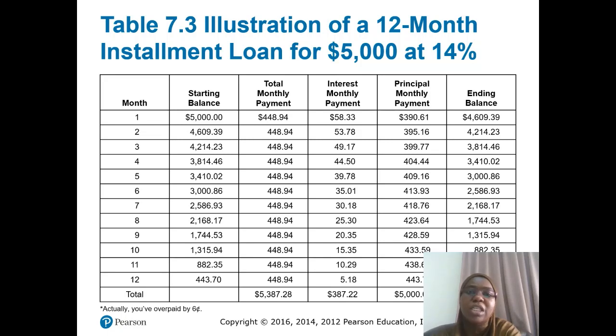So here is another illustration of a 12-month installment loan for $5,000 at 14%. So this is the starting balance, 5,000. This is the amount you pay monthly. This is the interest payment. Here is the principal payment, and here is the ending balance for each month. If you are paying over 12 months, this is the amount you pay every month, and this is the amount of interest you'll be paying.